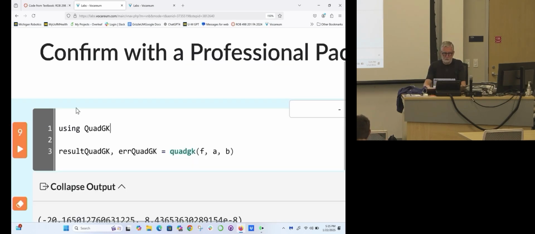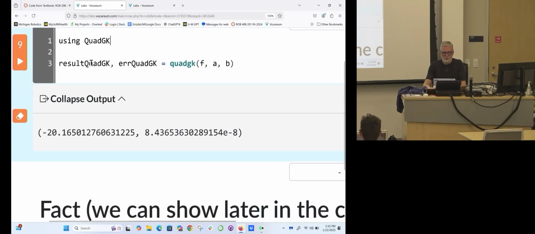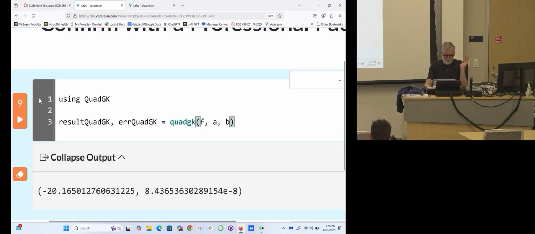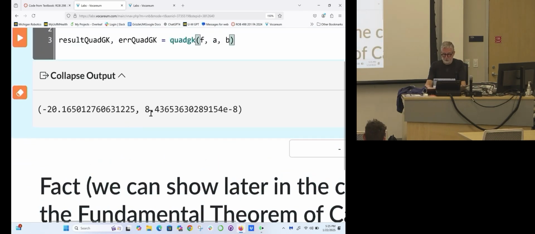So it has a very simple calling sequence. It gives you the value of the integral, it gives you the error, and all you've got to do is put in the function and the two limits, okay? So this is for definite integrals. And you see the type of error bounds it returns, 8 times 10 to the minus 8. So this is pretty fantastic.